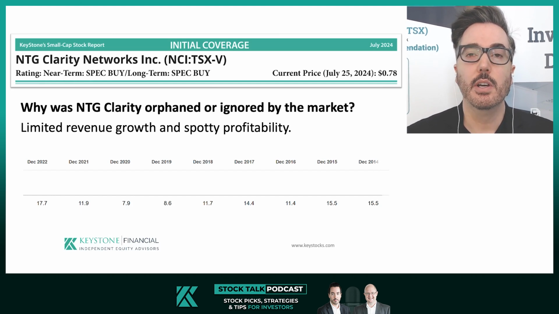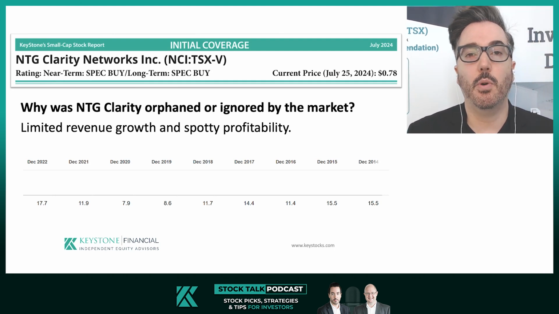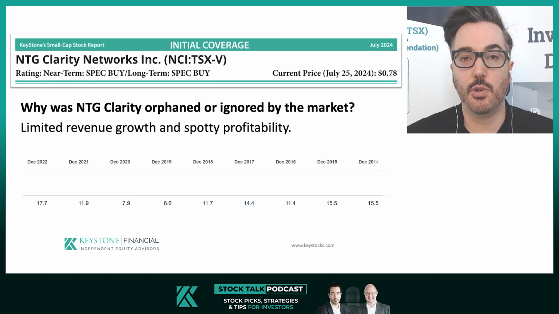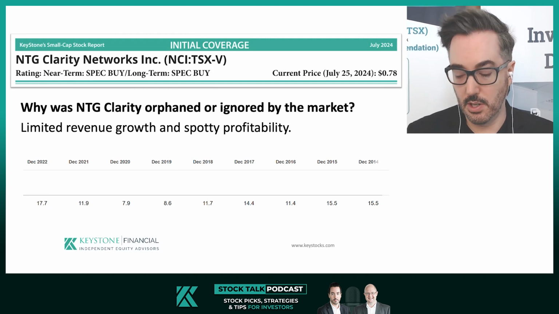Well, for 9 years, between 2014 and 2022, NTG failed to produce anything close to consistent growth. 2014 revenues were 15.5 million, and by 2022, the company had grown revenues just marginally to 17.7 million, with a low of 7.9 million in 2020. Profitability and margins were weak, with more years producing a net loss than income. The profile was not that of a company that should attract investor attention. The stock was orphaned, suffering from low volumes and, rightfully so, a lack of investor interest.